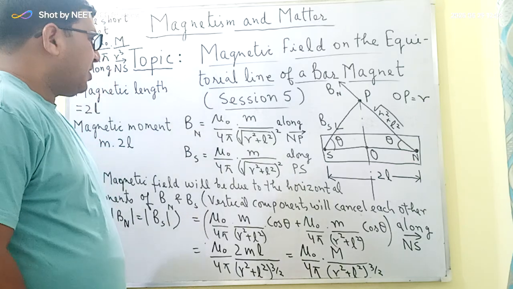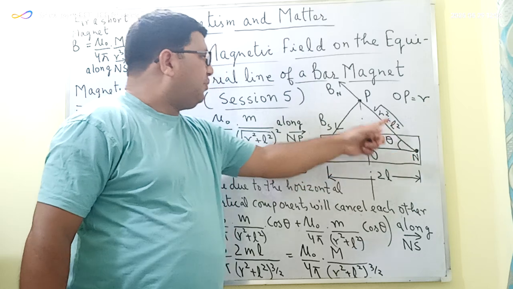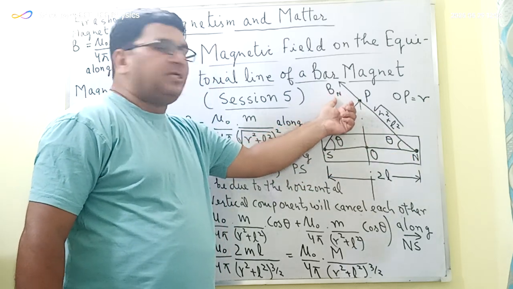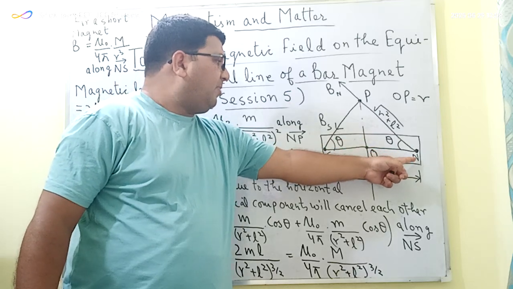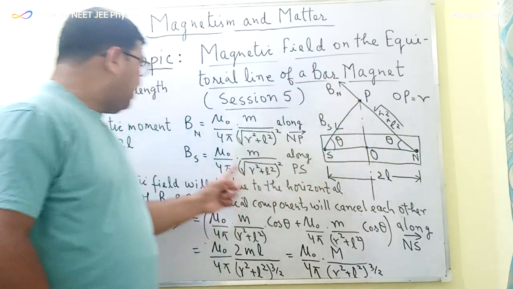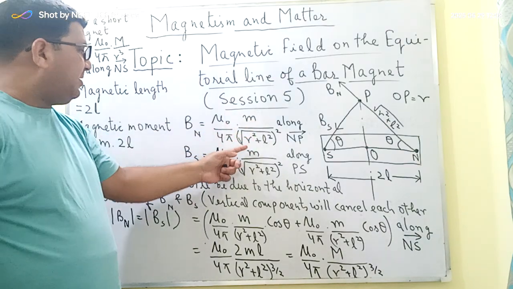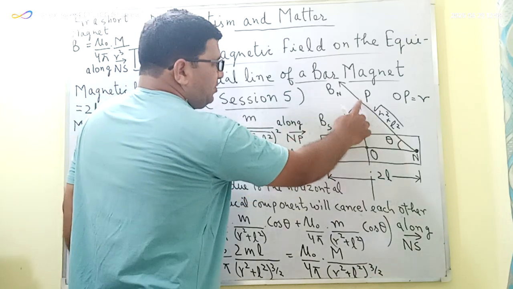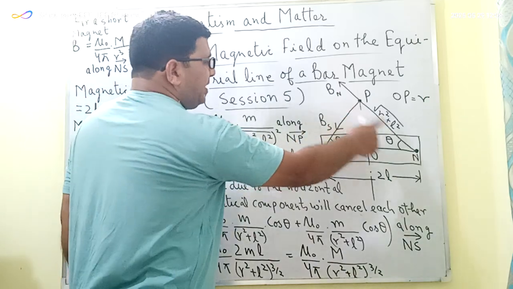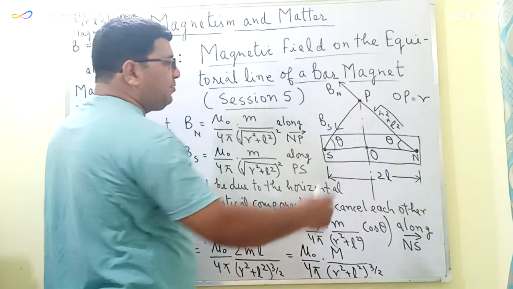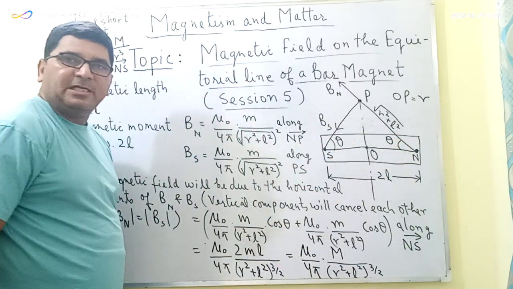So here the magnetic field due to the north pole, which is depicted here as Bn, will be directed from N to P, and its magnitude will be equal to mu naught upon 4 pi into M, where M is the pole strength, divided by the distance of this point from the north pole whole square. So the distance of this point from the north pole is equal to under root R square plus L square, where 2L is the magnetic length of this bar magnet.